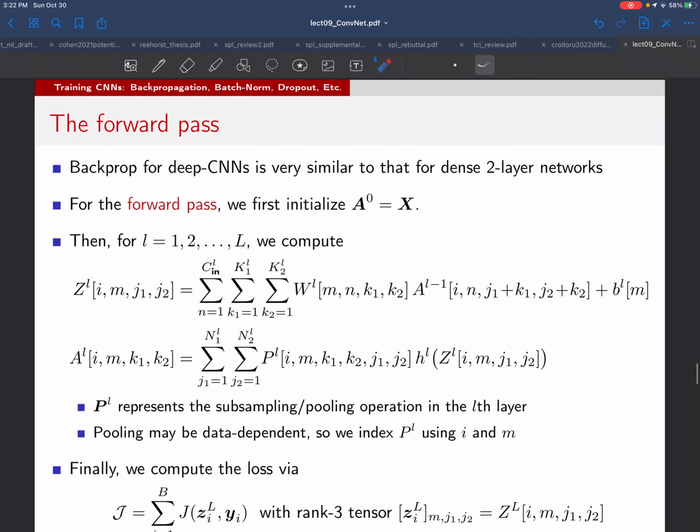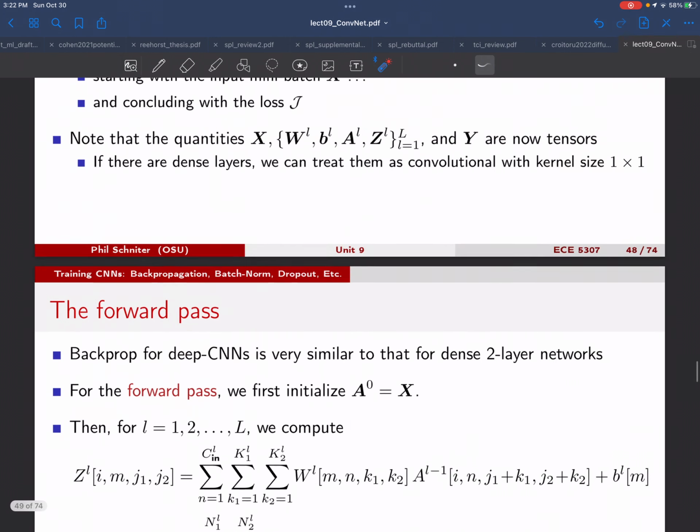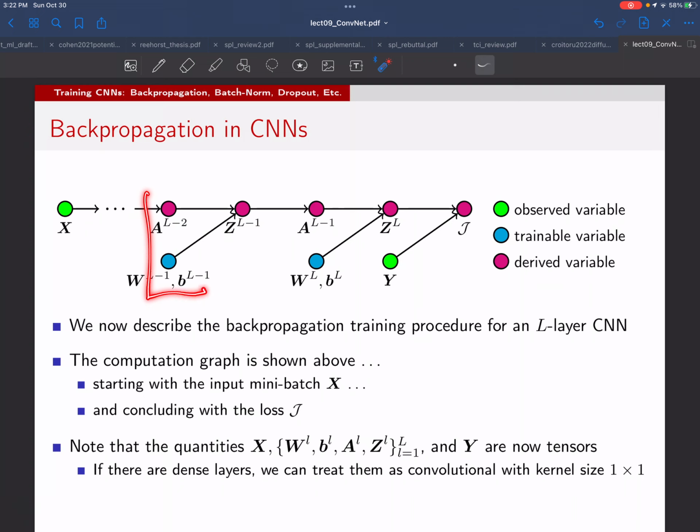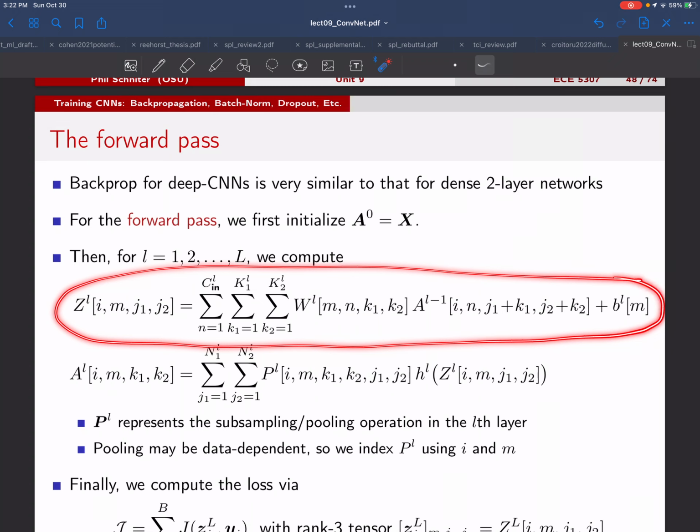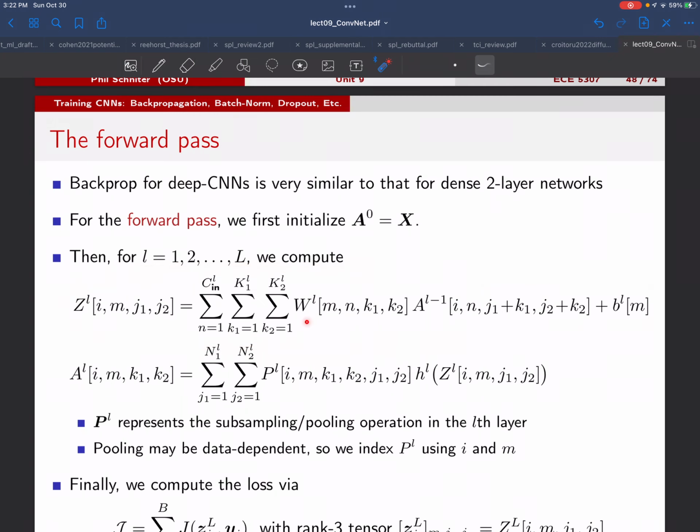Okay, so the forward pass. Because each of our layers has this structure, we want the very first one, A0, to be X. So that's just how we initialize it. A0 is X. But then for any layer, starting from the first to the Lth, this is the linear stage, convolution. And then once we get the scores from the linear stage, we put them through our activation function. Then we put them through a subsampling pooling operation.